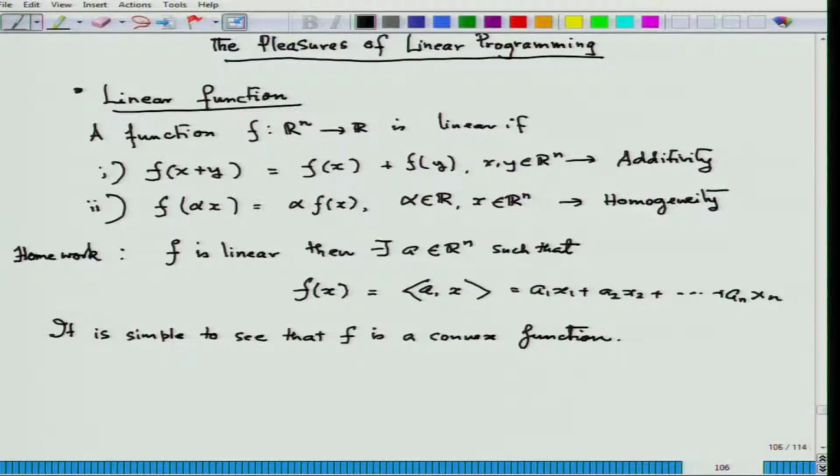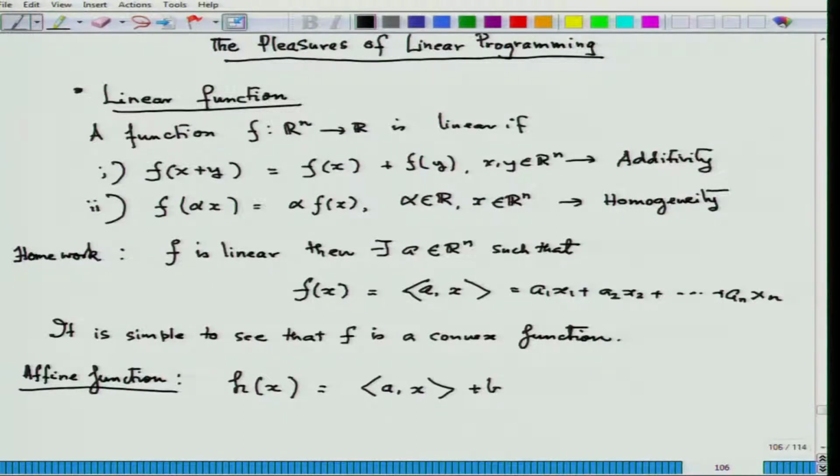So, now we come to the definition of an affine function. In our definition, an affine function simply means that you have a linear function. So, an affine function h x is a linear function f x, which is a times x, plus some number b. So, a is in Rn and b is in R.